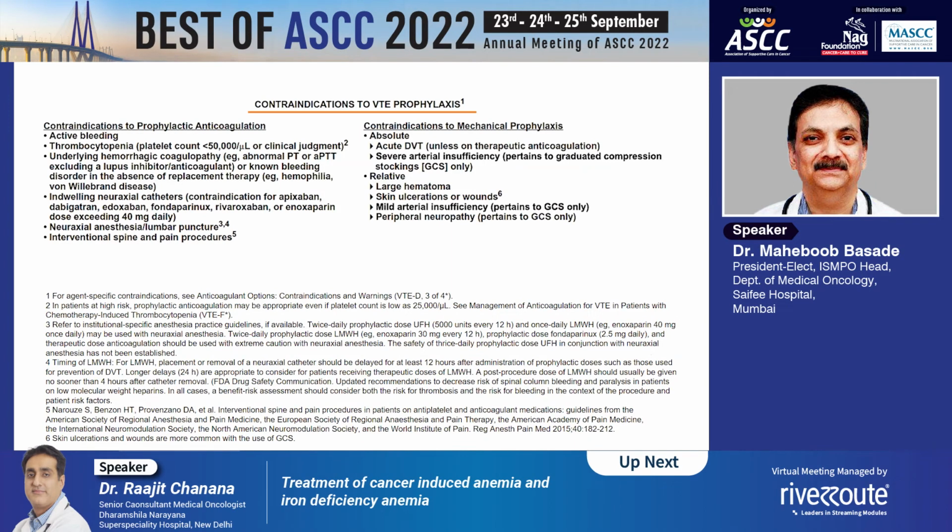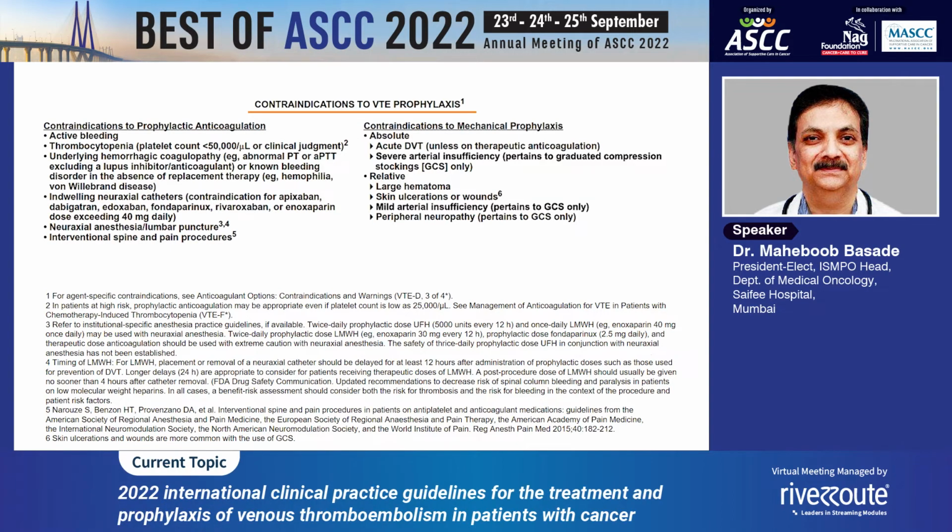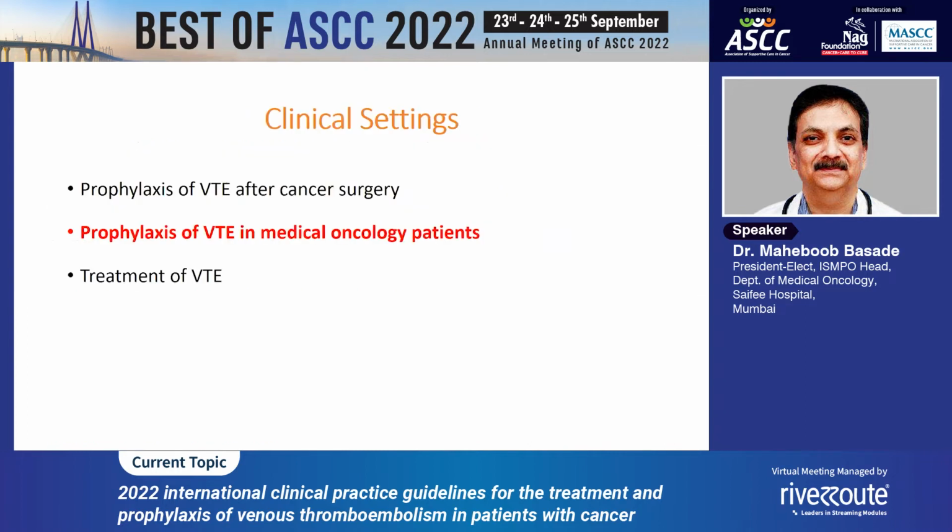But there are certain contraindications to VTE prophylaxis which are very important. One should know there are some absolute contraindications and some relative contraindications. If somebody is having active bleeding, platelet counts less than 50,000, abnormal PTT, indwelling neuraxial catheters, or is going to receive a lumbar puncture, such patients are contraindicated for pharmacological prophylaxis. Absolute contraindication to mechanical prophylaxis is acute DVT, and relative is a large hematoma. So one has to be aware of these settings.